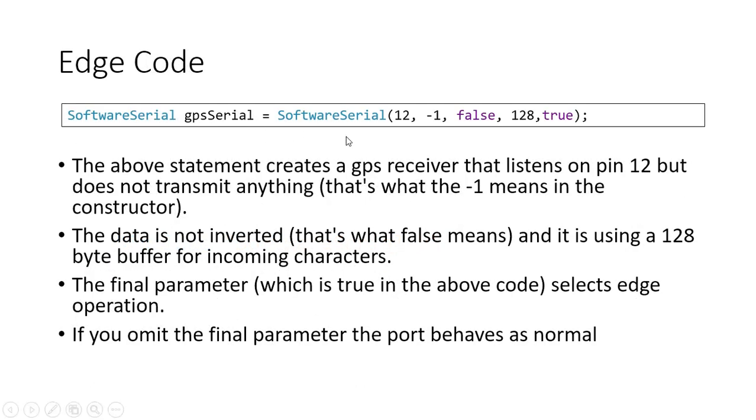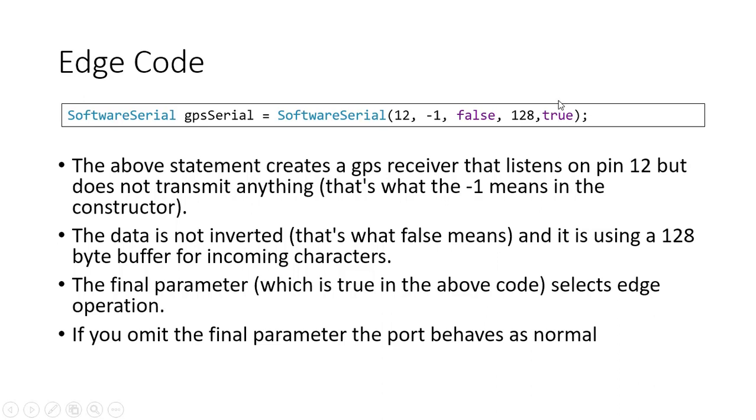you use the same constructor you'd normally use, but this one here makes me a GPS serial port which will listen on pin 12. It will not transmit at all because I never want to tell the GPS receiver anything at all. It says we're not inverting our inputs. That's what false here means. Use a 128 byte character buffer for the input, and edge triggered operation please is what this final true means.